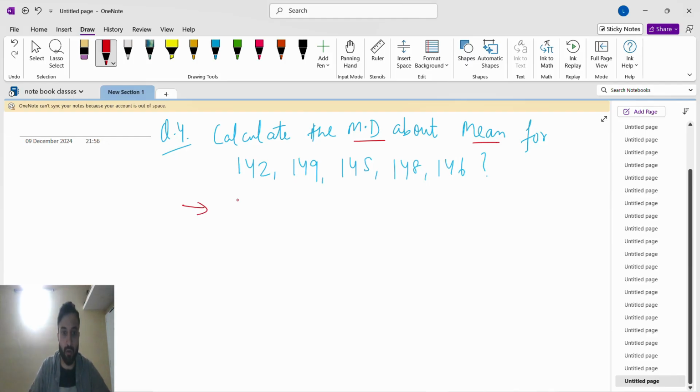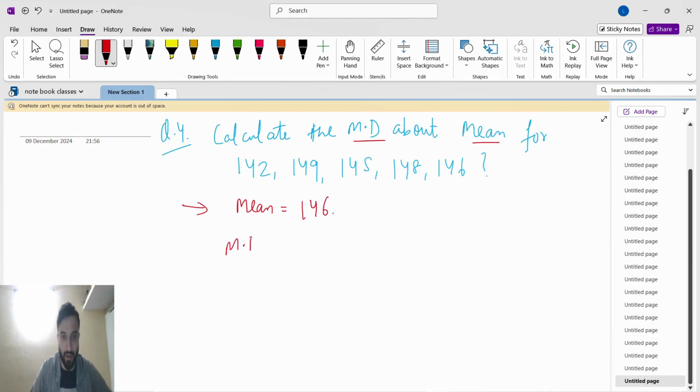The mean deviation about mean means, first of all, we'll find the mean. Mean we know, guys, right? Sum of all the observations. So 142 plus 149 plus 145 plus 148 plus 146, divided by the total number of observations, which is 5. You are getting 146. The mean we are getting is 146.